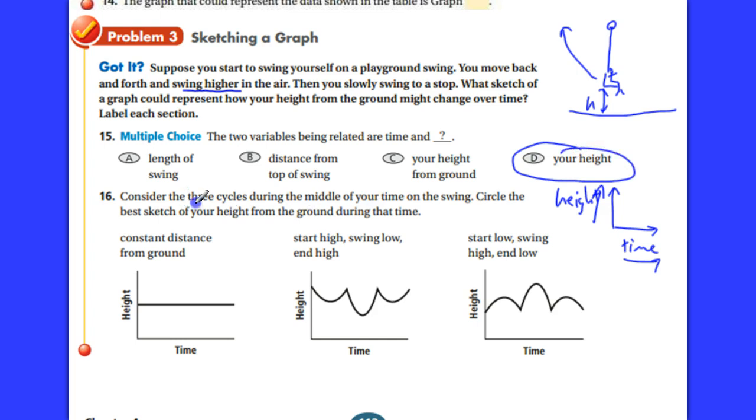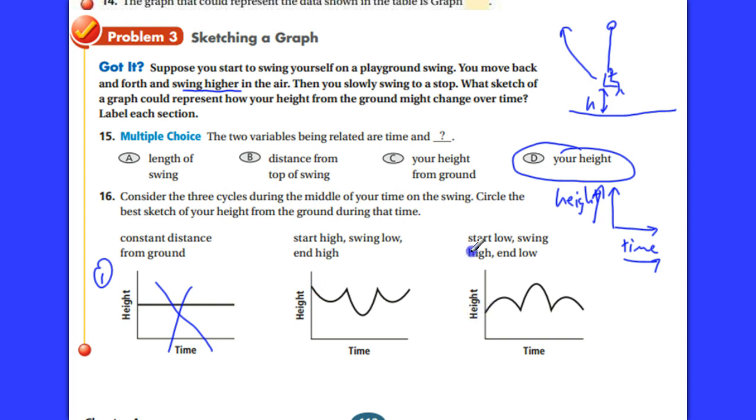And then it says, consider after 3 cycles during the middle of your time on the swing, circle the best sketch from your height during that time. Well, let's look at the first one. Does that make any sense? As you are pulled back and swung, would your height stay the same? It's clearly not number 1. Number 2 says you start high, swing low, and end high. I don't know. Let's think about that. We'll come back to it.